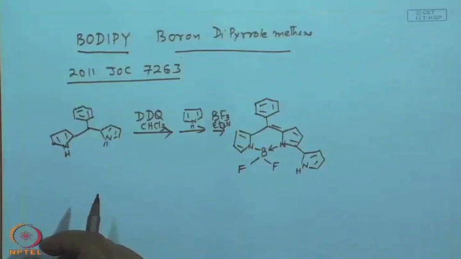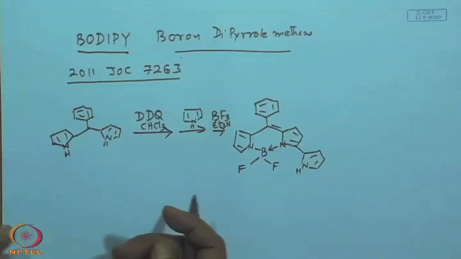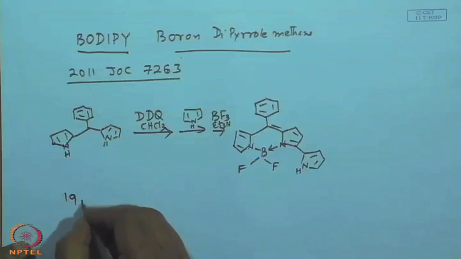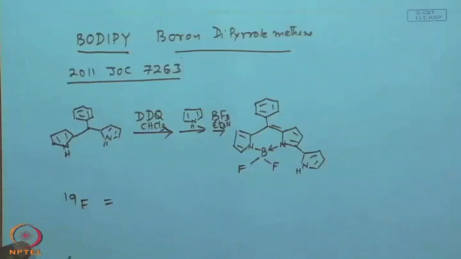Spectroscopically. NMR? So, which NMR? Fluorine, fine. Okay, so 19F. So, what should be the nature of the peak? So you will get a singlet, right? No, what is the multiplicity?